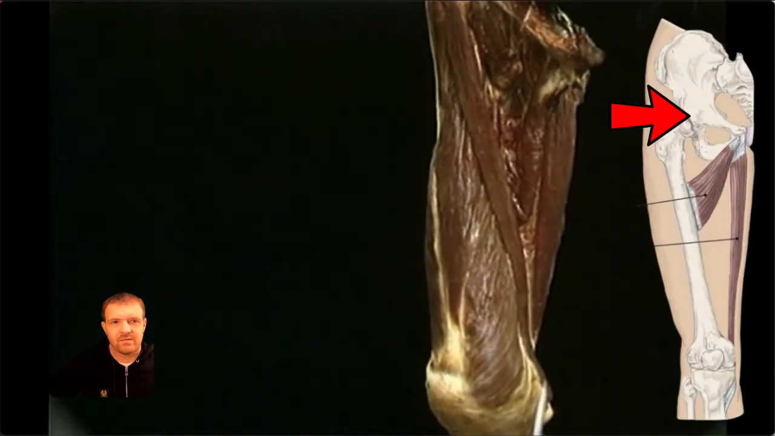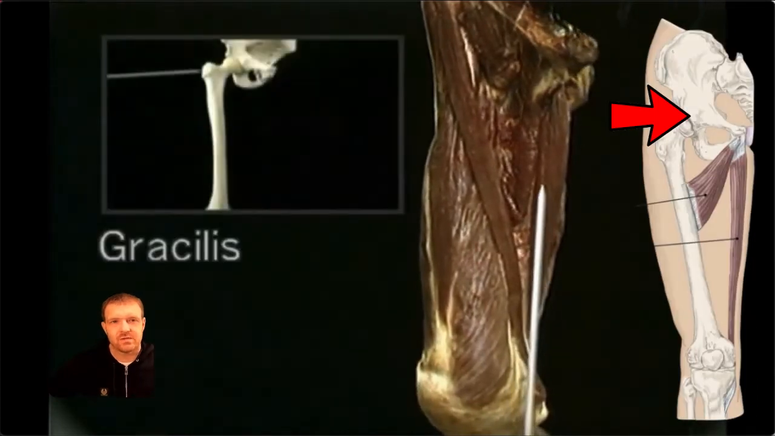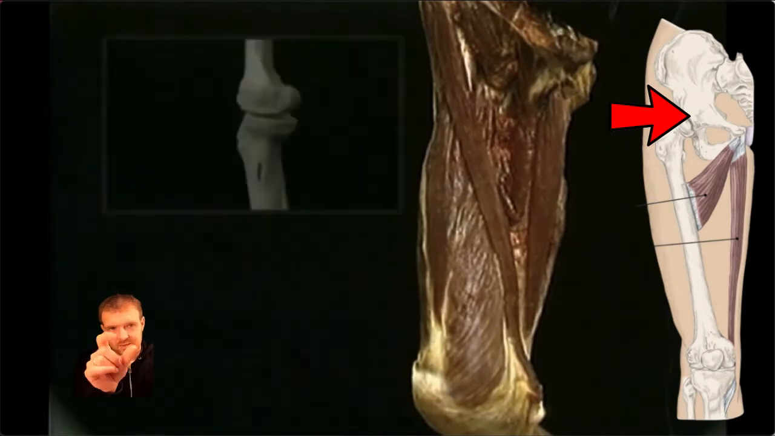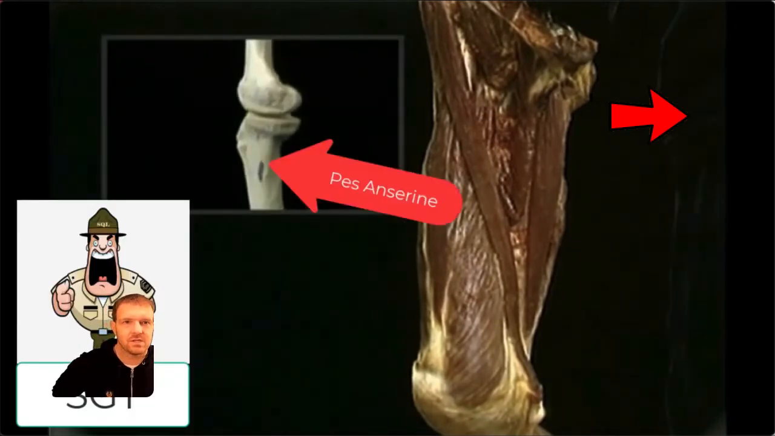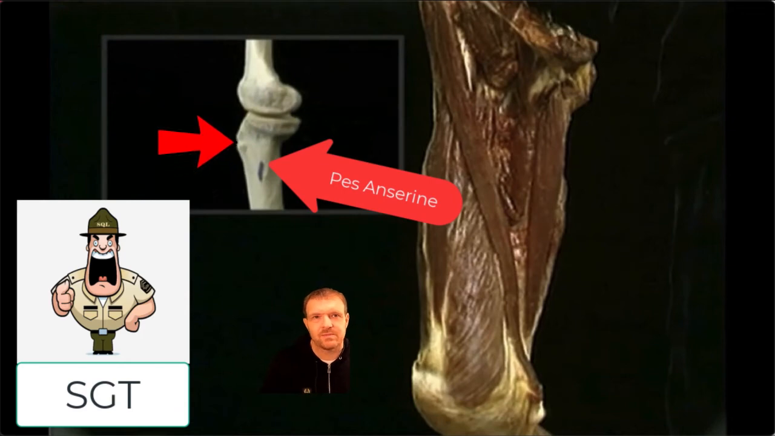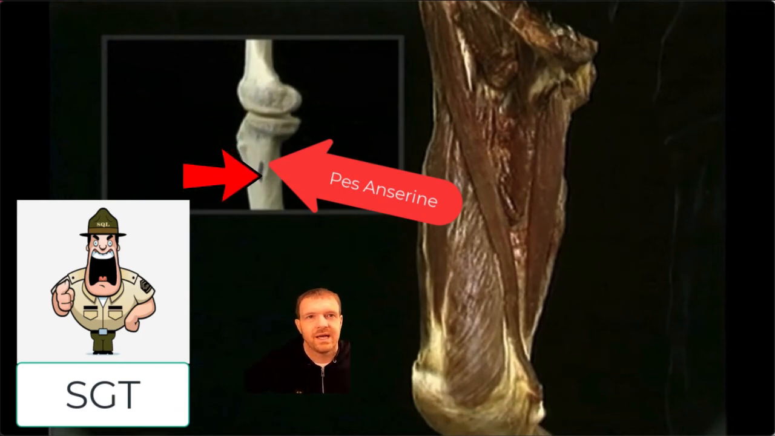There's your VMO, so your vastus medialis, and there is the gracilis muscle. The reason why we've got these two together is because they both attach into the pes anserine area. So this bit here, there's your tibial tuberosity, which we looked at quite a while ago, and then this bit here is your medial tibia. So there's your tibial condyle, and that bit there is your medial tibia.